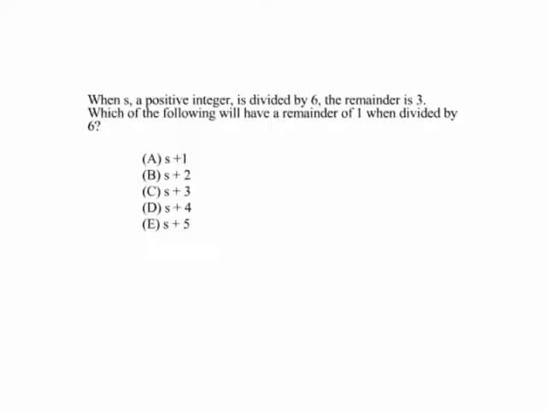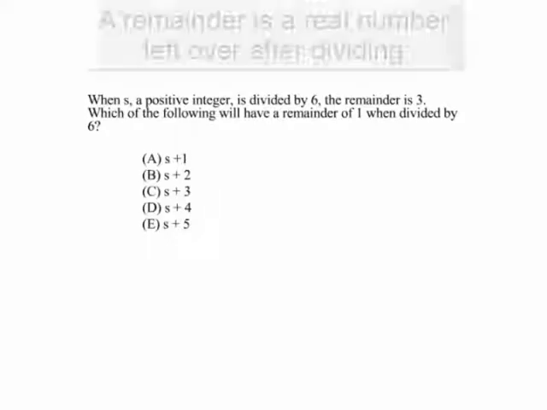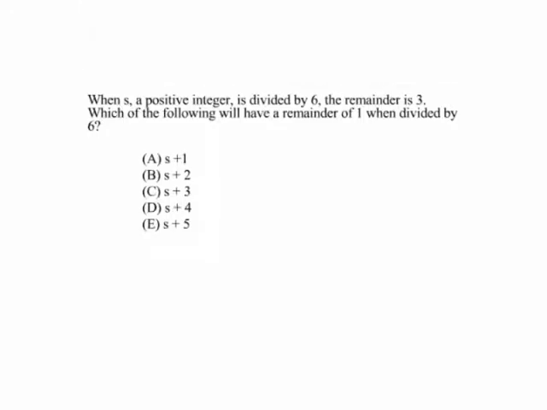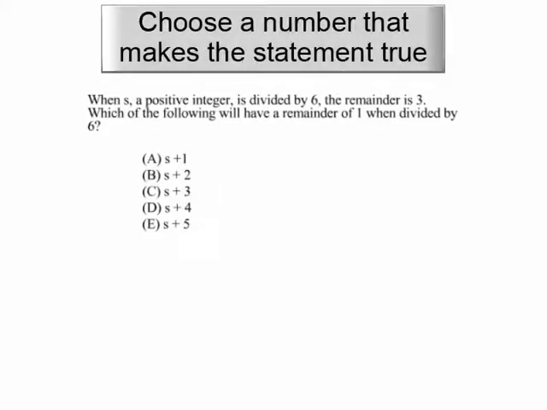Here we have a remainder problem, and remember that a remainder is a number that's left over when you divide one number by another. In this case, s is divided by 6 and leaves a remainder of 3. Which of the following will have a remainder of 1 when divided by 6? Let's choose a number that makes the statement true. If you divide 9 by 6, 6 goes one time and leaves a remainder of 3. Okay, now we want a number that leaves a remainder of 1 when we divide it by 6.